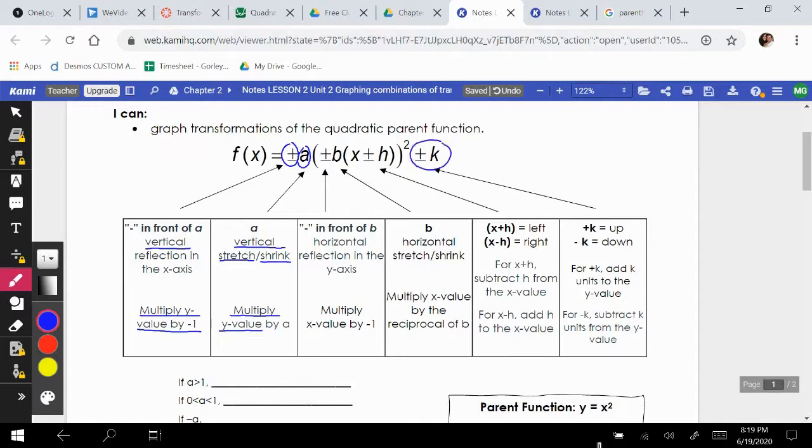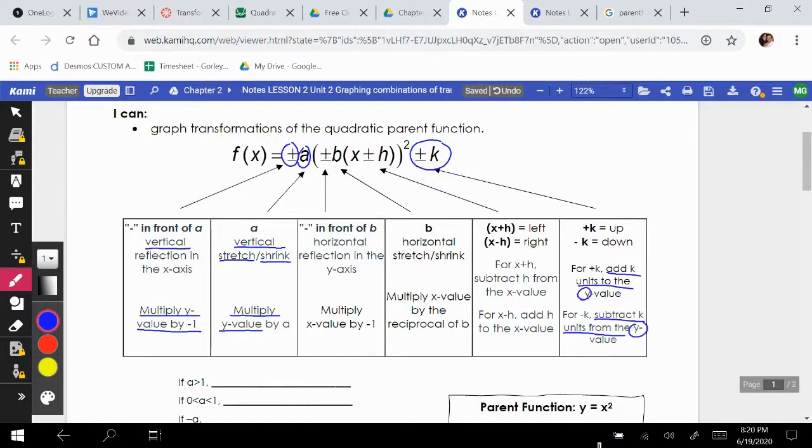Okay, and then back here, again, we're outside parentheses. That is vertical movement up or a vertical translation down. Okay, and in order to move the graph up or down, we're either going to be adding k units to the y value or subtracting k units from the y value.